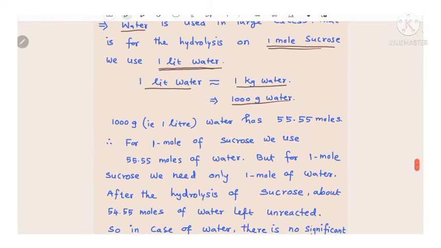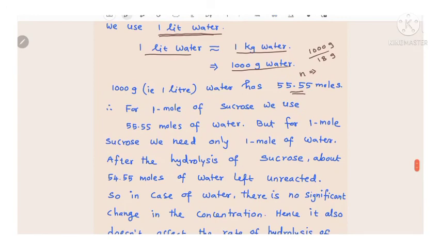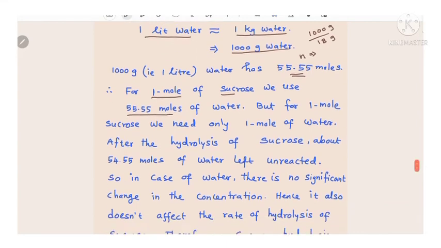Now let us calculate the number of moles of water present in 1 liter. There is 1000 gram of water. When you divide that 1000 gram by 18 gram, which is the molar mass of water, you get the number of moles. Therefore, the number of moles in 1 liter of water is about 55.55 moles, which means for hydrolysis of 1 mole of sucrose, we are using about 55.55 moles of water.